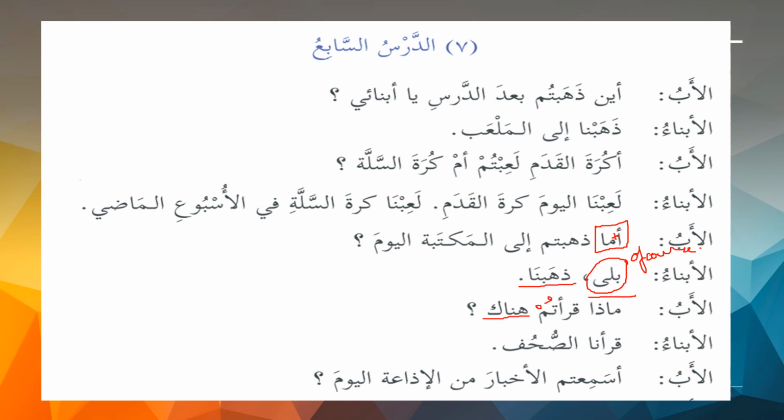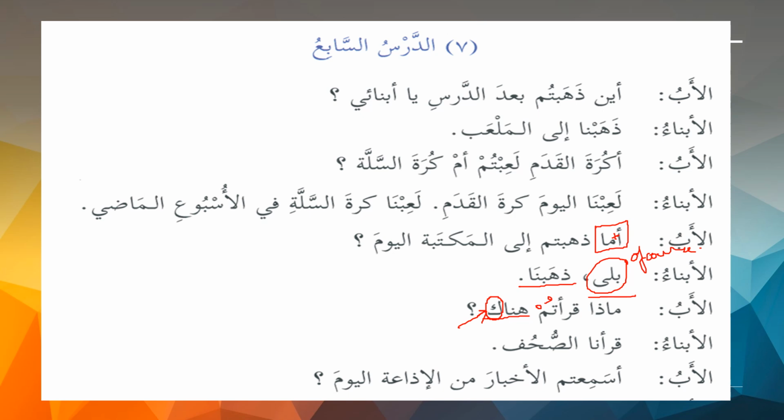Hunak is the ism al-ishara for the far places. Huna is for the near. Hunak is for the far. And how do you know Hunak is for the far? Because of the presence of kaf lil ba'id. So this is known as kaf lil ba'id. Ba'id means for the far distance.